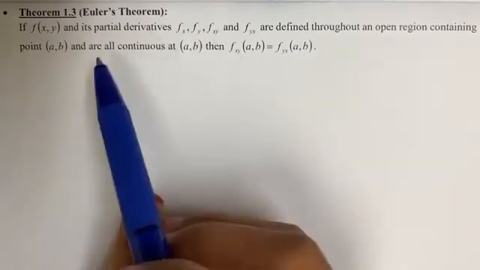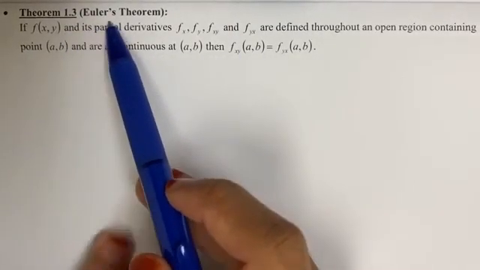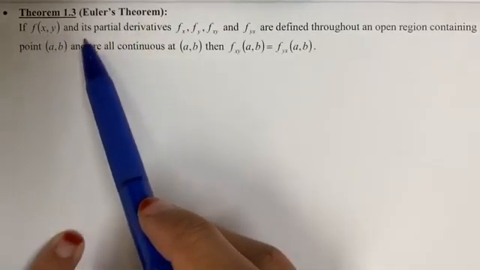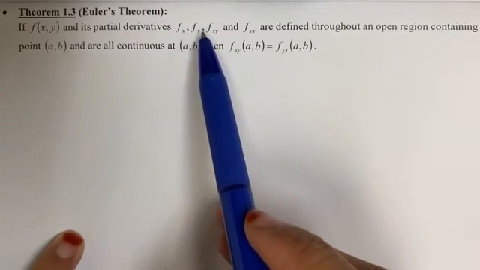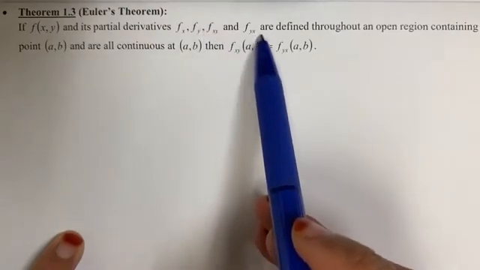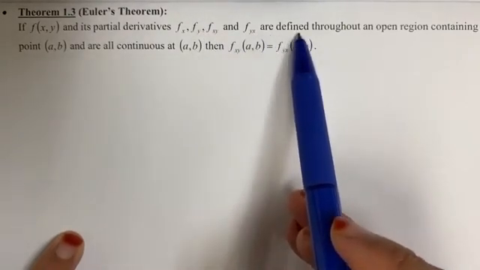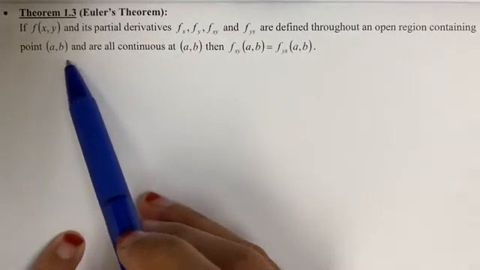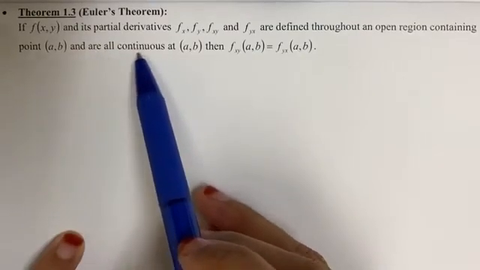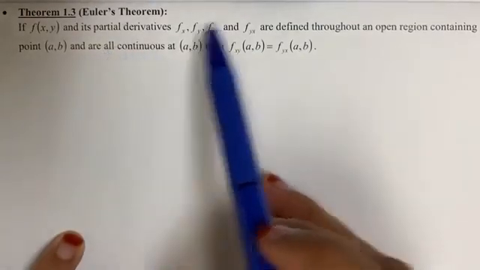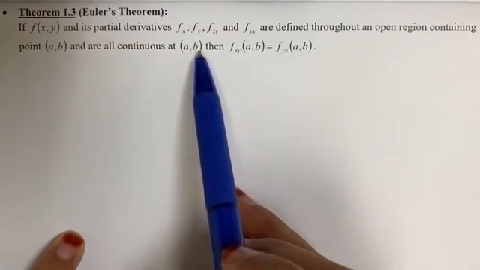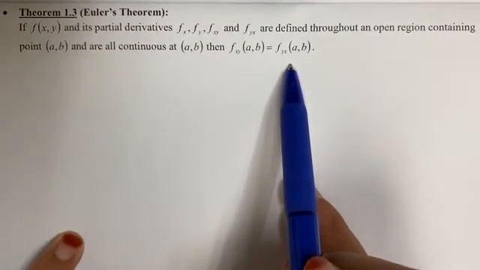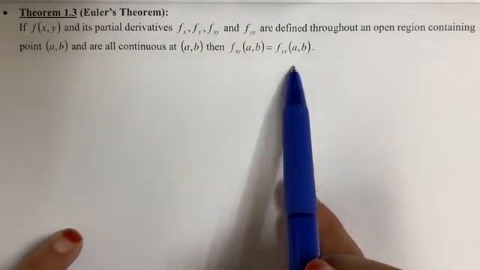Why? Because of theorem 1.3, Euler's theorem, saying that if f(x,y) and its partial derivatives f_x, f_y, f_xy, and f_yx are defined throughout an open region containing point (a,b) and are all continuous at (a,b), then f_xy is equal to f_yx. We will see this example after this.